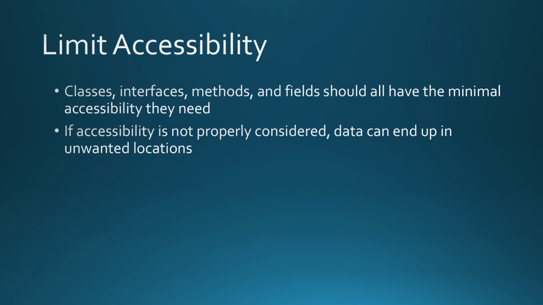To start with, by limiting accessibility, that is classes, interfaces, methods, and fields should all have the minimal accessibility they need. So what that means is putting private or public versus protected on all of those, on your classes, interfaces, methods, and fields, and the proper way. So you don't want something to be public if you don't need everything to access it. If accessibility isn't properly considered, that data can end up in unwanted locations.